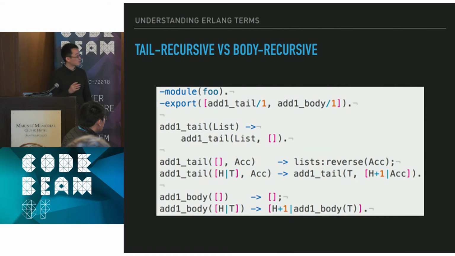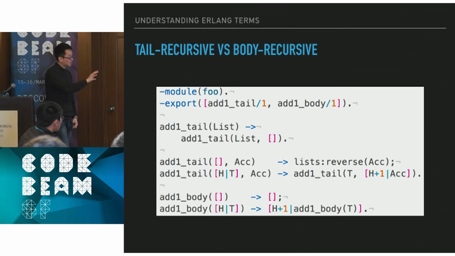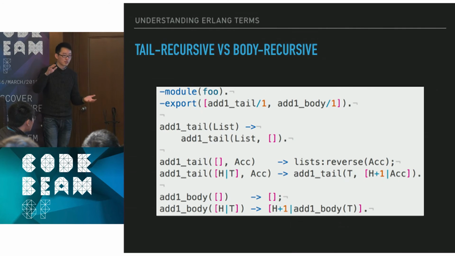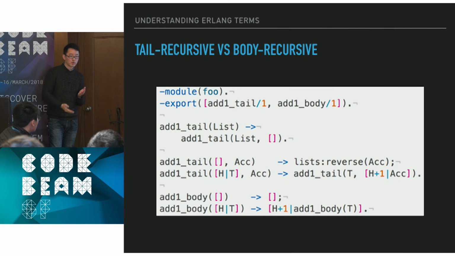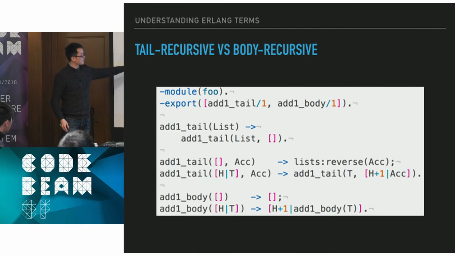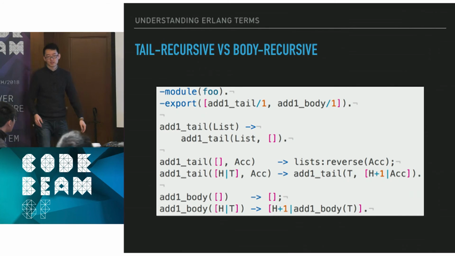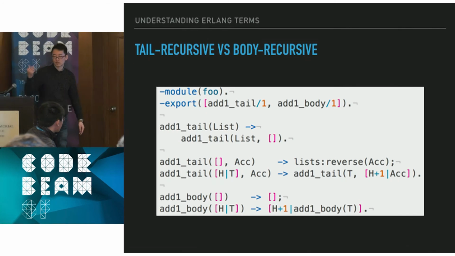But let's look at the code here. For the computer, one is growing the heap and one is growing the stack, and it's the same kind of memory, so it actually doesn't matter too much. But from the programmer's perspective, for the tail-recursive version, we need an accumulator, so we need another function here. But for the body-recursive version, it's just 2 lines. It's easier to write.